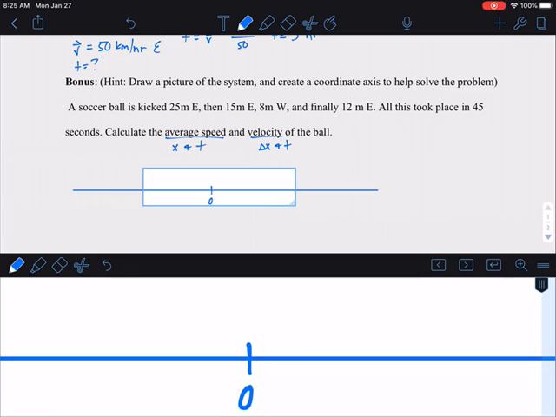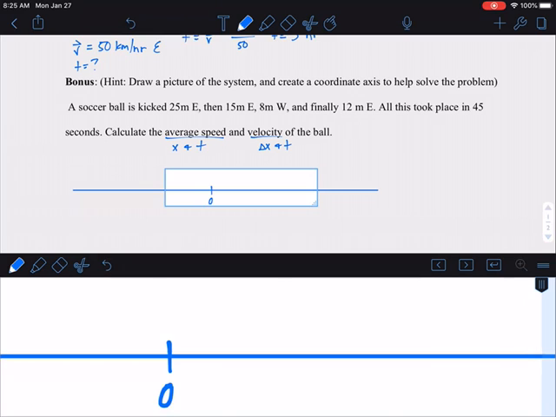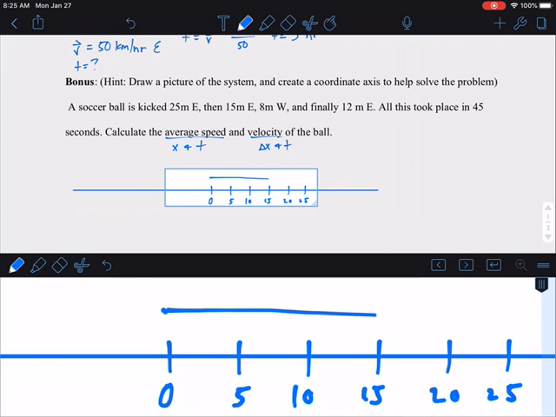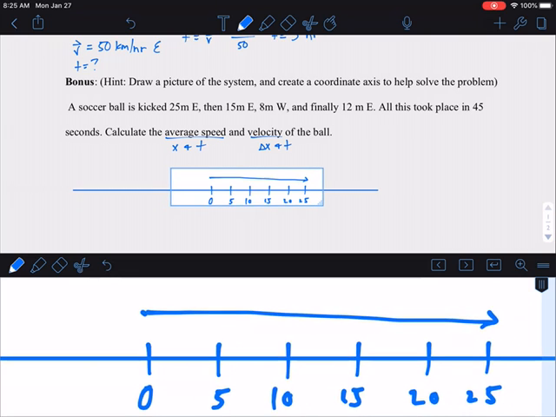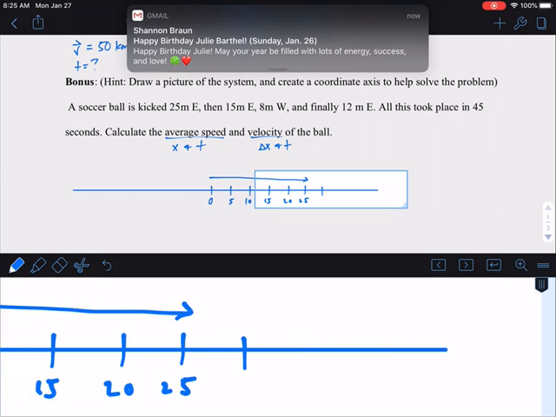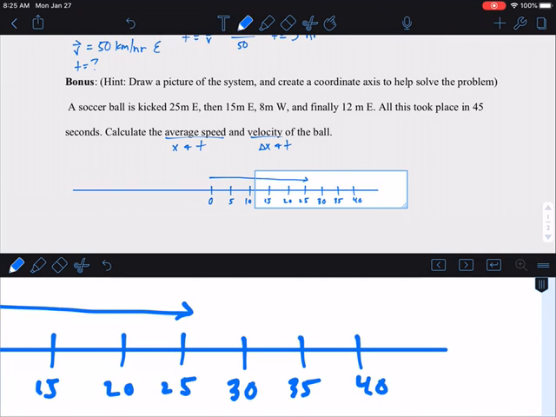Soccer ball is kicked 25 meters east. Well, normally east is to the right, so I'll go ahead and 5, 10, 15, 20, 25. So it started out here, and it went to here. Right. Then is kicked another 15 meters east, so 30, 35, 40. Okay, so now it went from 25 to 40.